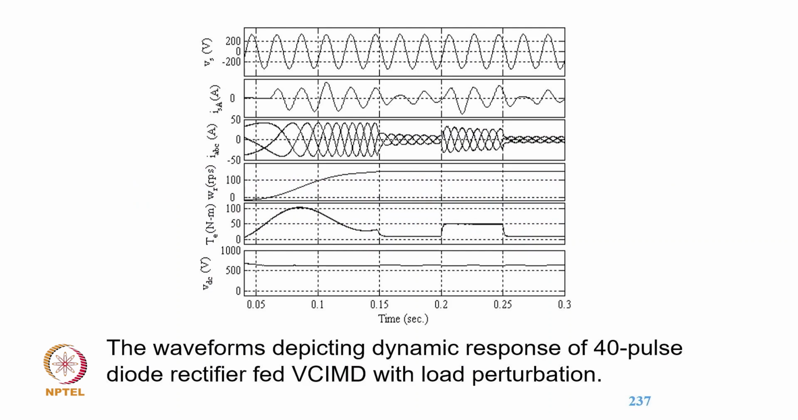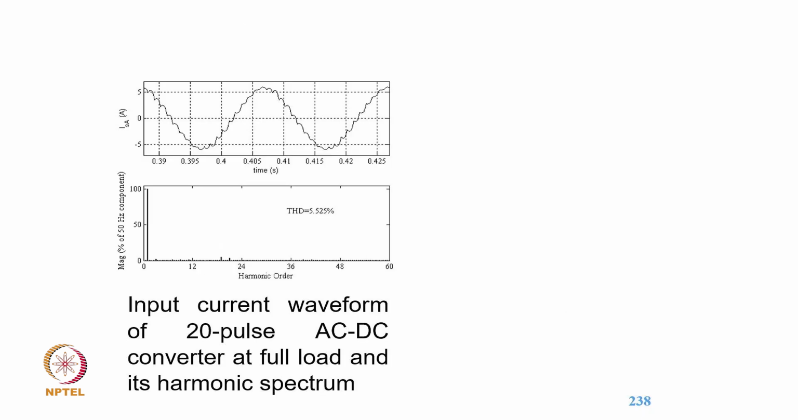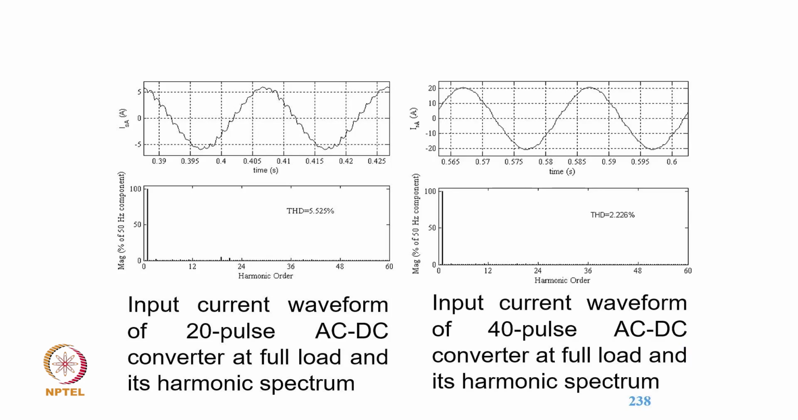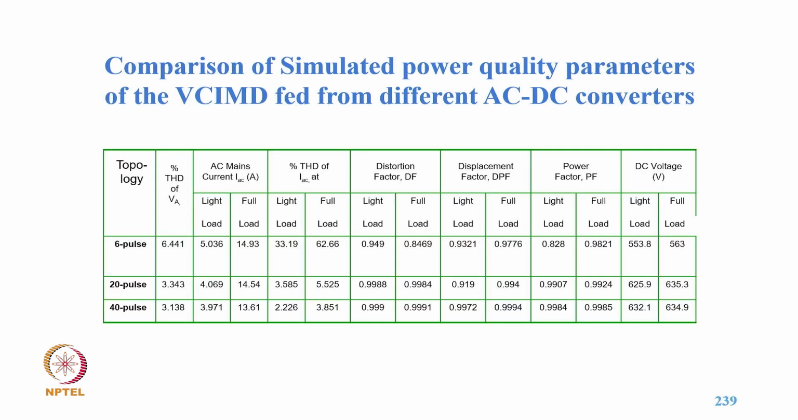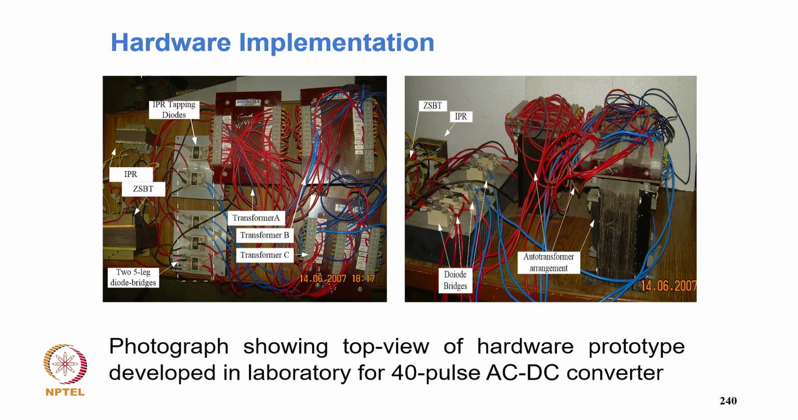So we get this for typically 40 pulse, where we get a sinusoidal supply current even during induction motor drive feeding, for starting, then load change, but the supply current remains exactly sinusoidal, in phase with the supply voltage. So THD of course for 24 pulse comes to 5.52%, and for 40 pulse it comes to 2.26%. And then you can have a comparison of the THD from 6 pulse, 62%, coming to 20 pulse 5.52, and then 40 pulse it comes to 3.85.